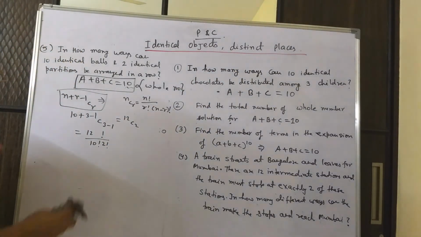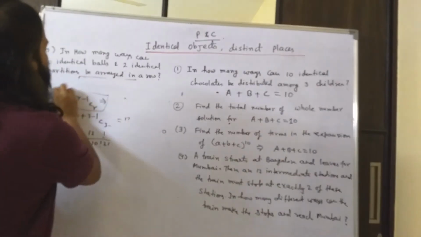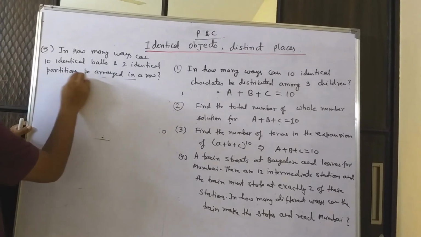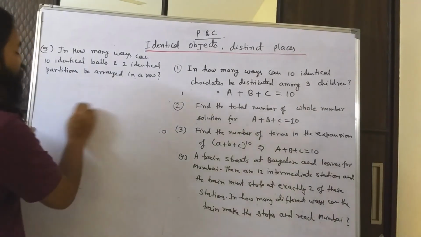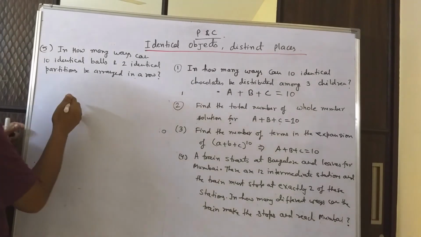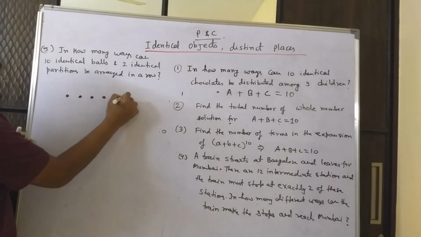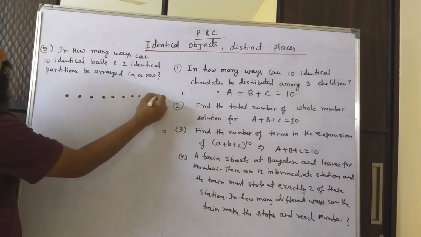Now, what is the approach by which you should solve it? So we should solve it in this approach. Let's take the ball and partition approach. Okay. So these are my 10 balls. 1, 2, 3, 4, 5, 6, 7, 8, 9, 10.